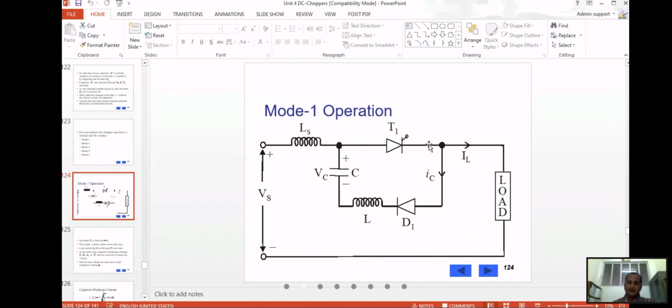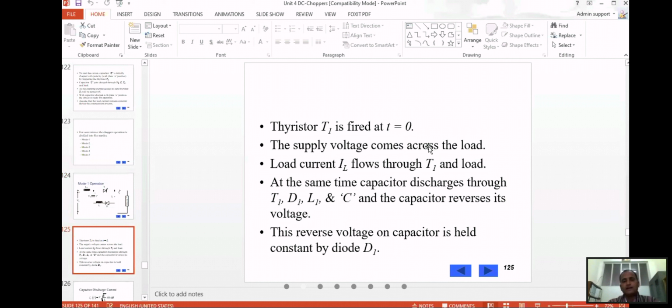So when T1 is triggered in this first one, the thyristor T1 is conducting, so load current flows through T1 and the load. At the same time, the capacitor discharges through T1 and D1, and the capacitor reverses its voltage. This reverse voltage on the capacitor will be held constant by the diode D1.